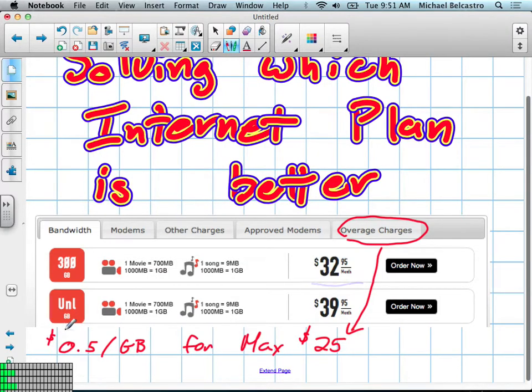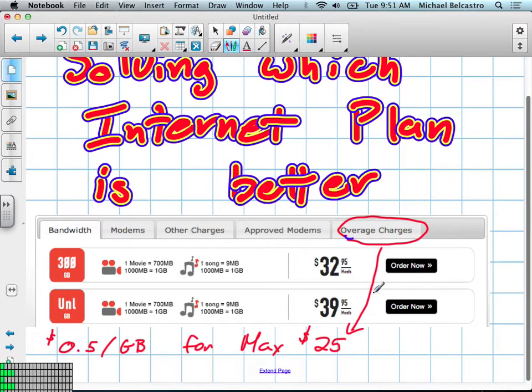And they also have the same plan, so the same ideas in terms of speed, uploading, downloading, unlimited at $40 a month. What we want to do is figure out at what point does it make sense to change from the 300 gigabyte plan to the unlimited plan. Okay? And what we need to know is what they don't advertise right away on the front.